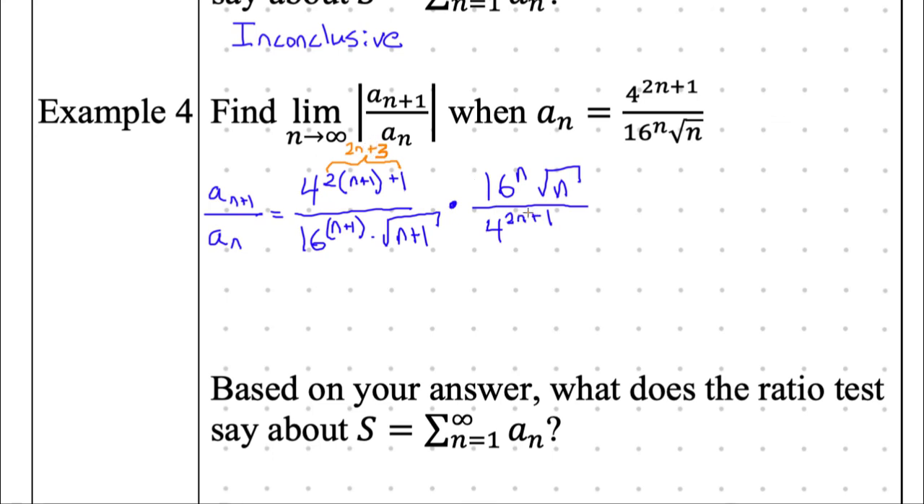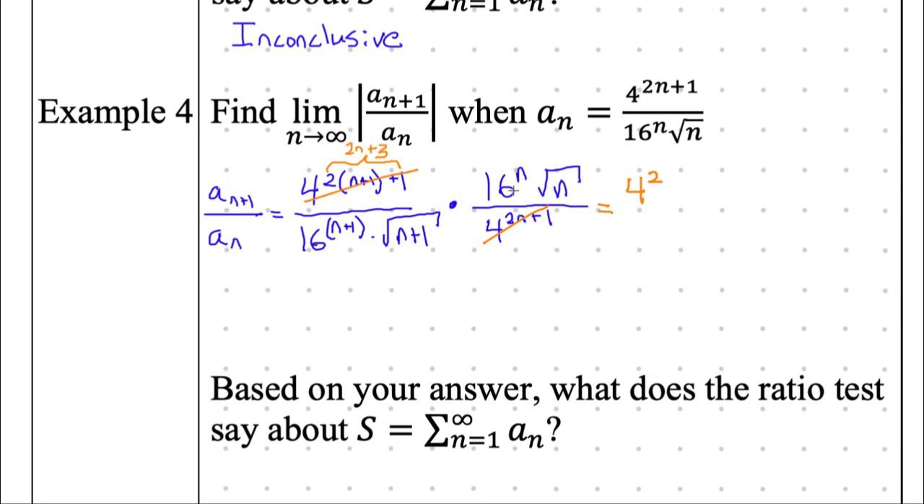And notice that I'm going to be subtracting the power of 2n plus 1. So 2n minus 2n, those cancel out. 3 minus 1, that's 2. And that's in the numerator. This is now 4 to the power of 2. All right, I've dealt with those. Now let's deal with another one.